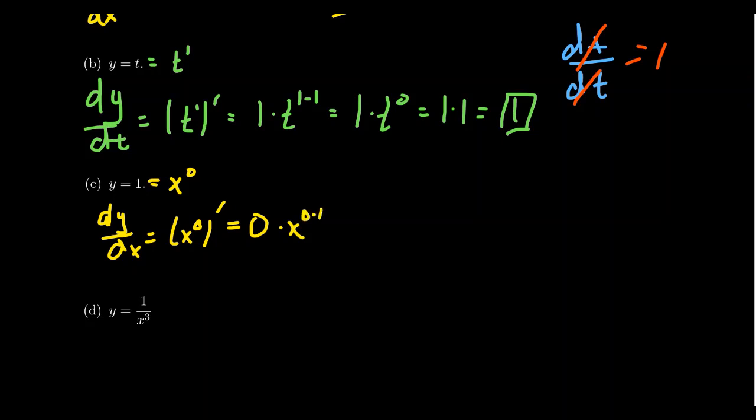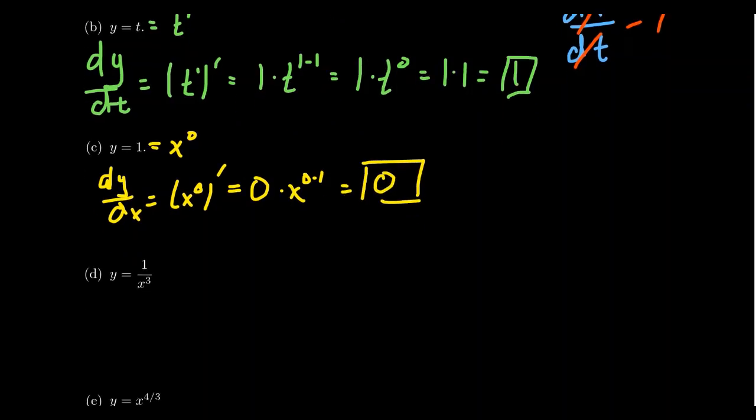And who cares what happens to x to the 0 minus 1 power? If you times something by 0, you end up with 0, which is the derivative of this constant function 1.